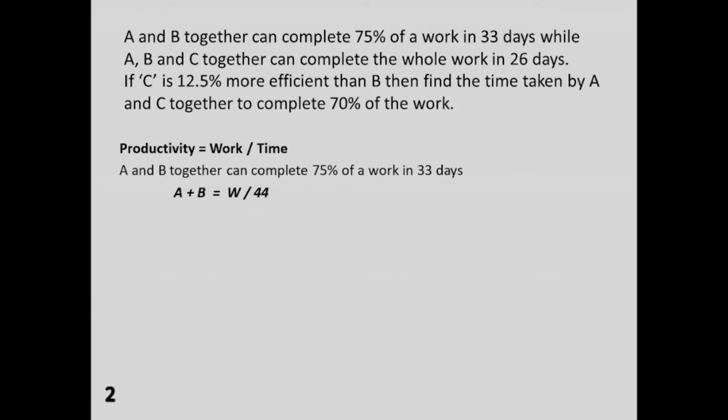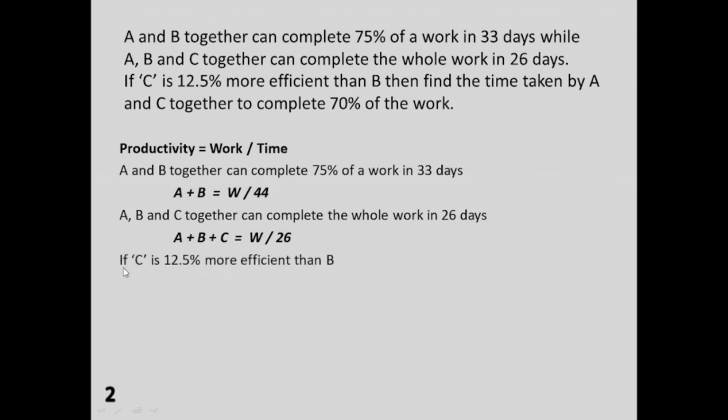Now the next part of the question says A, B and C together can complete the whole work in 26 days. If we think in terms of this formula, productivity is A plus B plus C, since they are working together. The work is the complete work, so W. The time is 26 days. So we can write it like A plus B plus C is equal to W divided by 26.